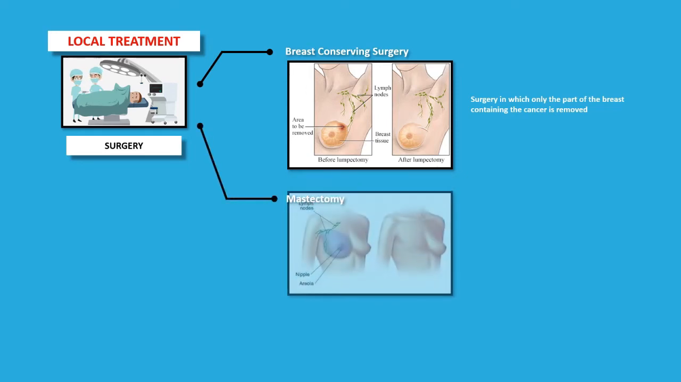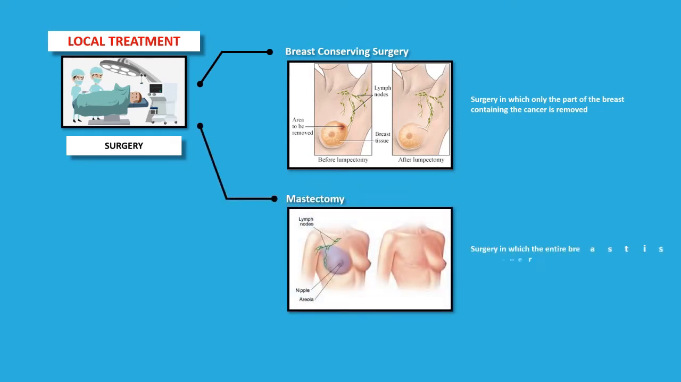Mastectomy is a surgery in which the entire breast is removed, including all of the breast tissue and sometimes other nearby tissues. There are several different types of mastectomies. Some women may also get a double mastectomy in which both breasts are removed.